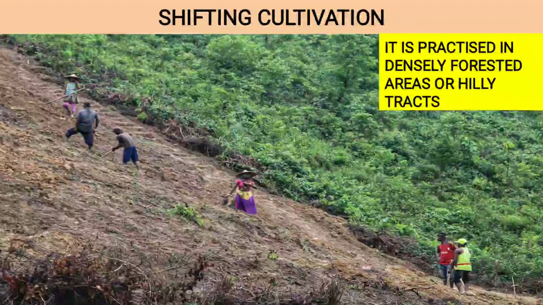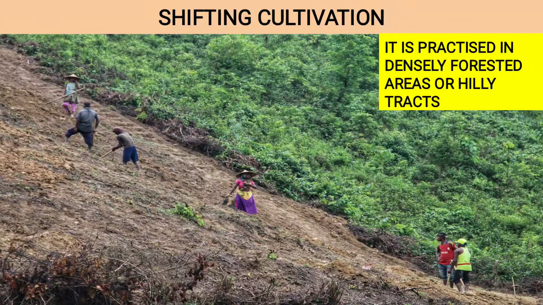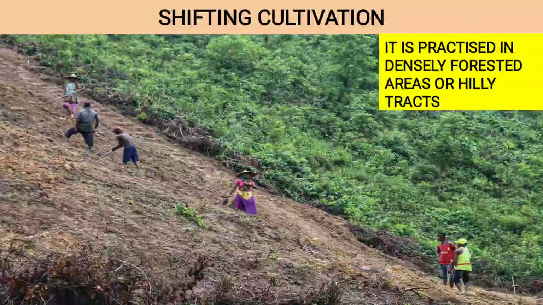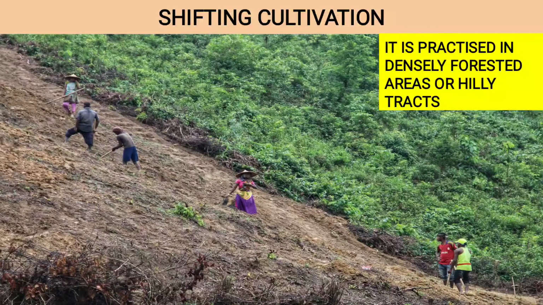Now second part, we have completed intensive farming. Now let us study about shifting cultivation. Now what does the word shifting mean? Shifting means you are shifting from one place to another. You are moving from one place to another. But here what is moving from one place to another is the farm land. So shifting cultivation, let's see. It is practiced in densely forested areas or hilly tracts. So where is the shifting cultivation done? Dense forest area or in the hilly regions.